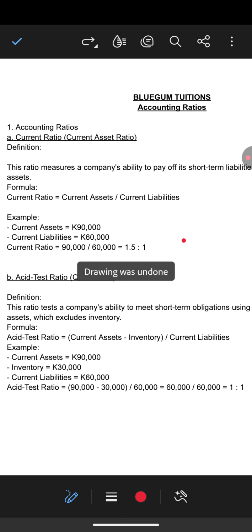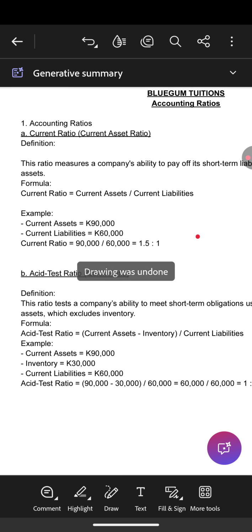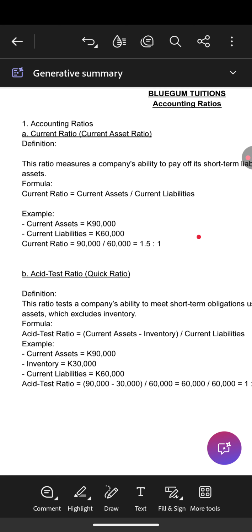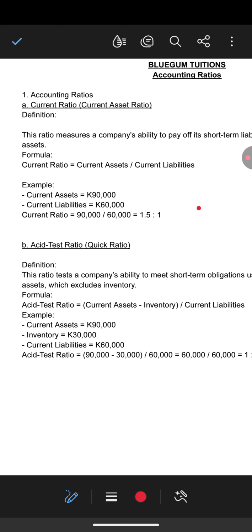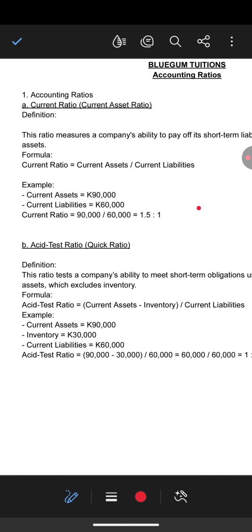The next is acid test ratio, which is a ratio that tests a company's ability to meet short-term obligations using only quick or liquid assets, which excludes inventory. So inventory or stock are things that you are planning to sell, right? So it wouldn't be a good idea to pay debt using things you are planning to sell, because you may end up selling the inventory by force, maybe without making good profit, just so that you pay debts.